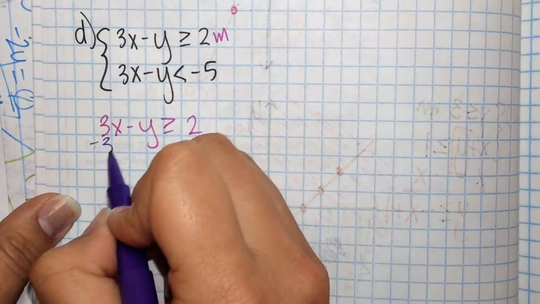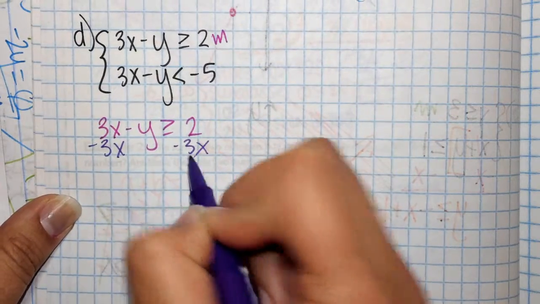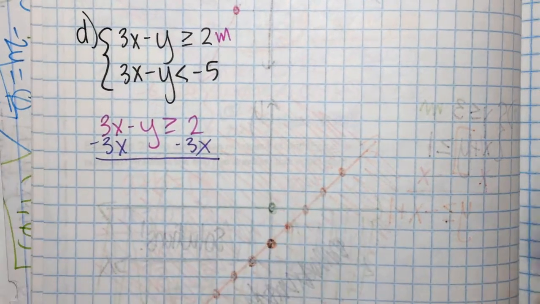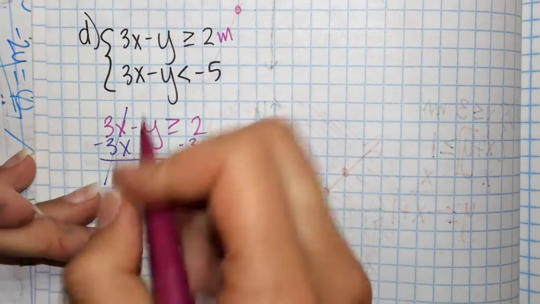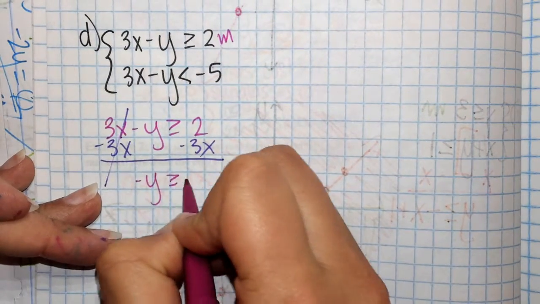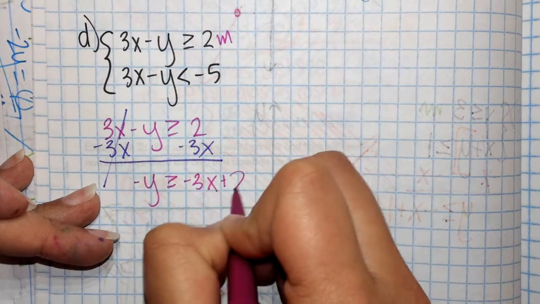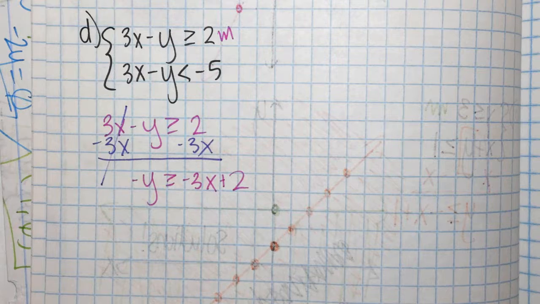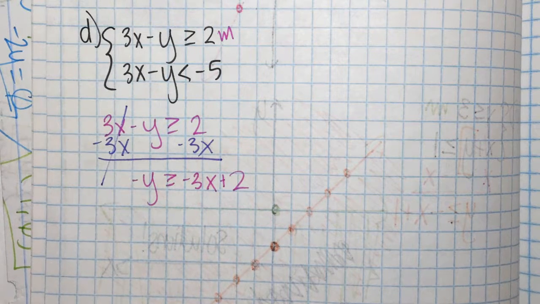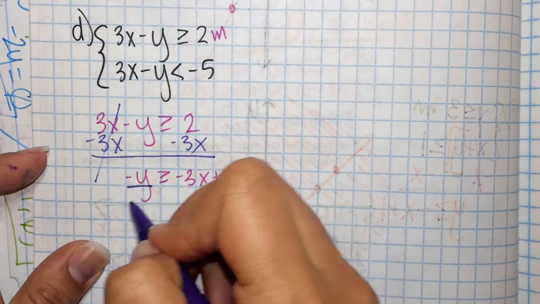Subtract 3x. Is 3 the same as 3x? No. No. You said yes. All right, now what do I need to do from here? Divide by negative 1. Are 1 and negative 1 the same thing? No, that's what I meant.